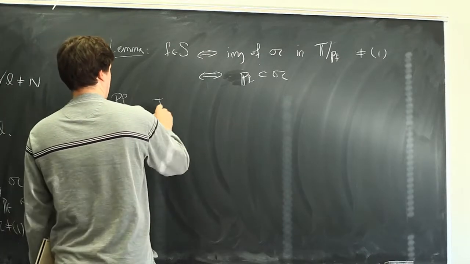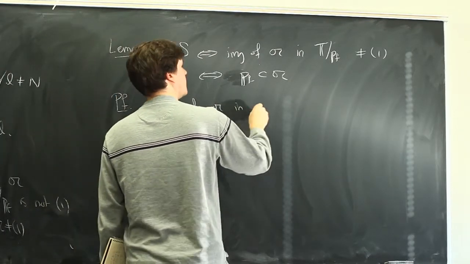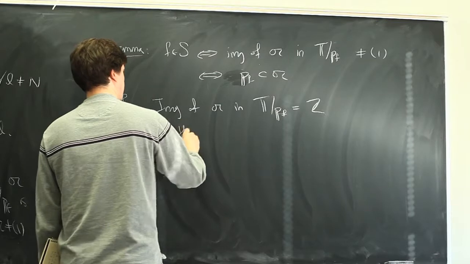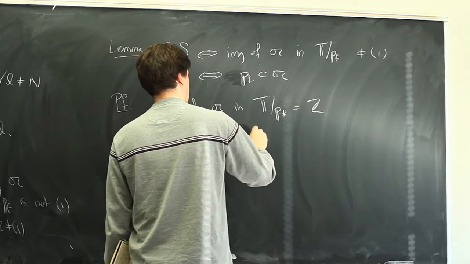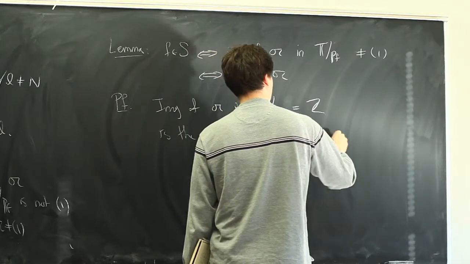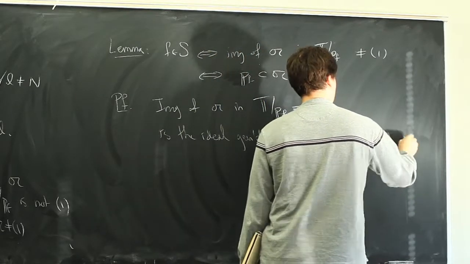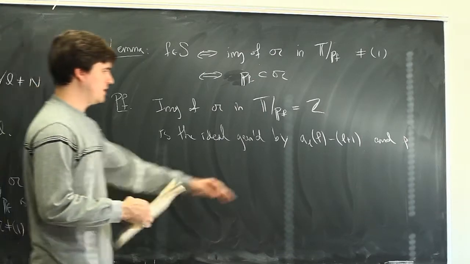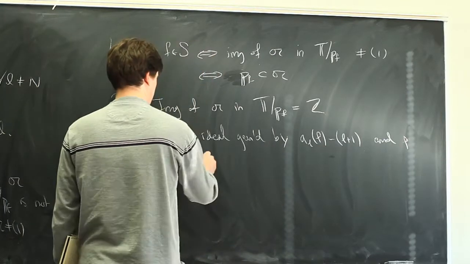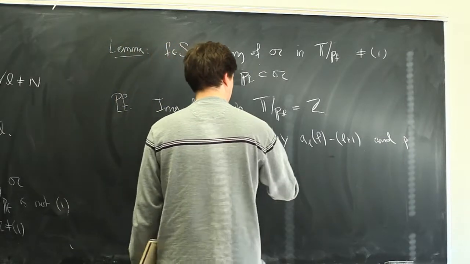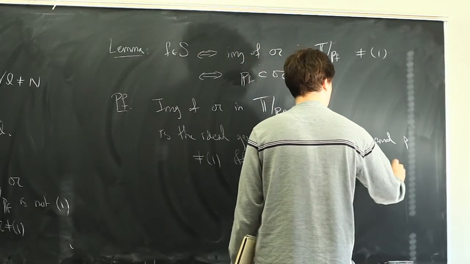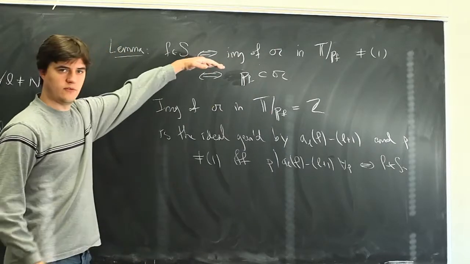So the image of A in this quotient, which is Z, is the ideal generated by a_ℓ(f) minus ℓ plus 1 and p. And so for that, I mean, that's going to be not the unit ideal if and only if each one of these belongs to the ideal p. And we know that that's the same as saying that f is in S. So that takes care of the first two.